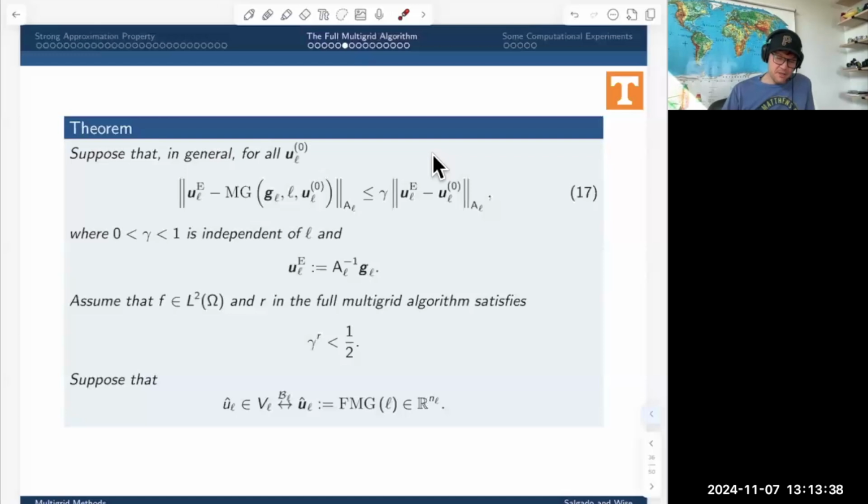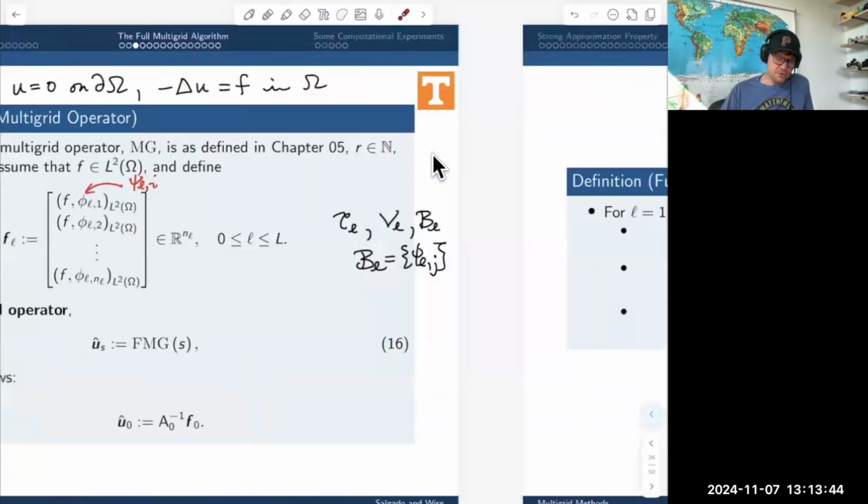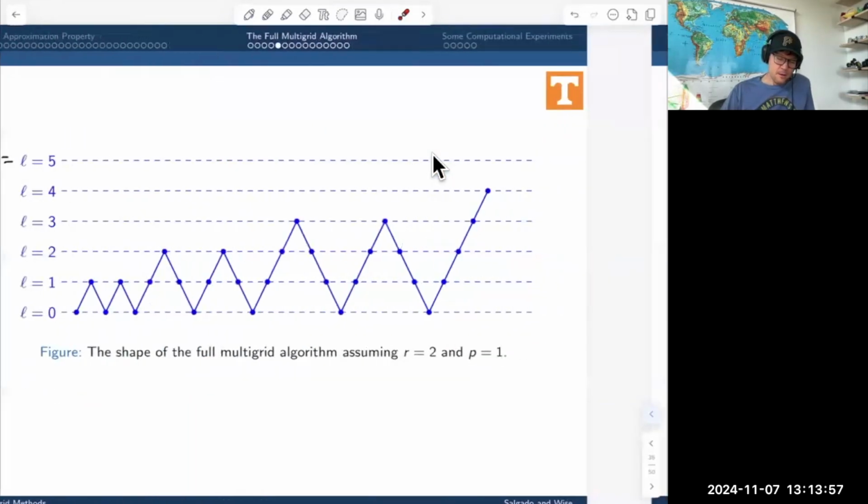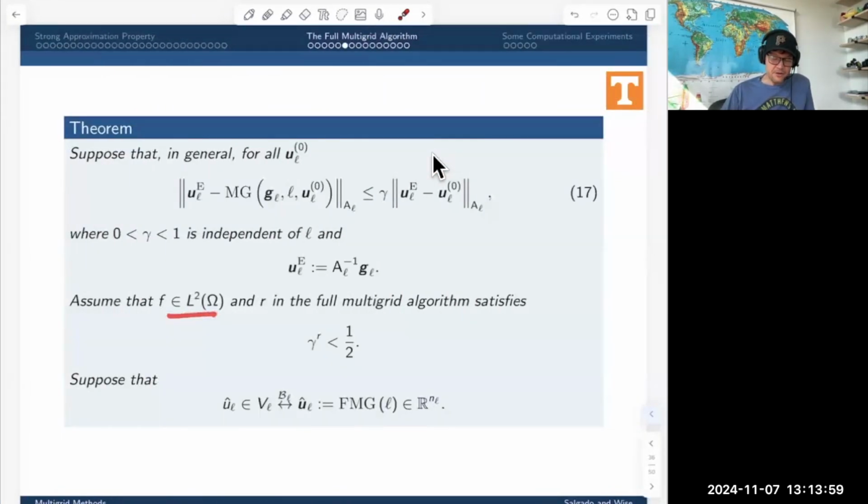All right, now let's make some assumptions. Assume that f is an L2 function. That is in the creation of our initial forcing vector f. Of course, making these corrections: this is wrong. This is not phi L, but it's supposed to be psi L. So that f should be an L2 function, and the R in the full multigrid algorithm, so the R is the number of V cycles that we're going to do, for example.